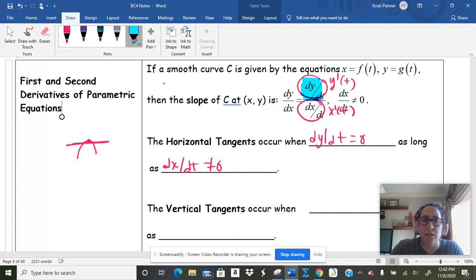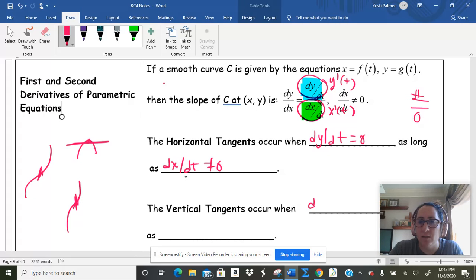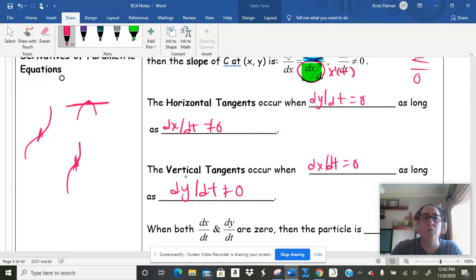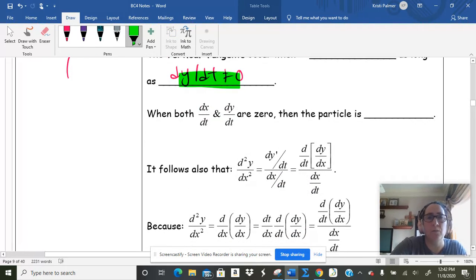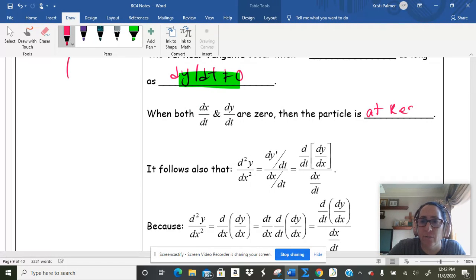So slope of 0 is just when the numerator is 0, but the denominator is not. And a vertical tangent is going to occur when the denominator here is 0, because that's undefined. So if I have some number over 0, that's an undefined slope, and that would be a vertical tangent. But a vertical tangent is when dx dt is 0, but dy dt is not. And people always forget to check that this piece is not 0. So don't forget about that, because when they are both 0 simultaneously, remember the particle is at rest.